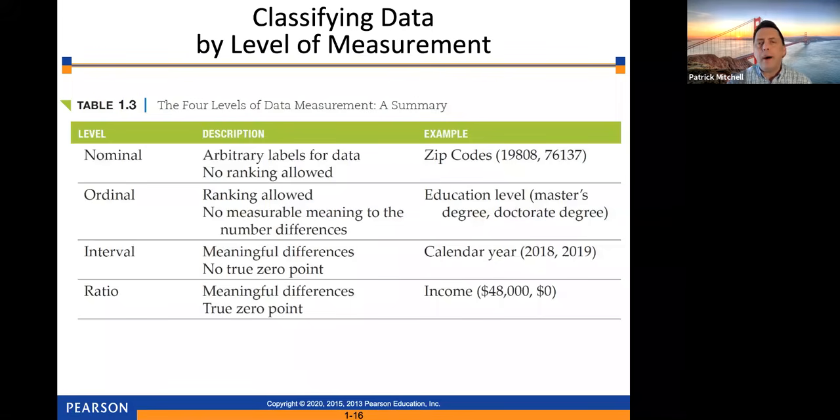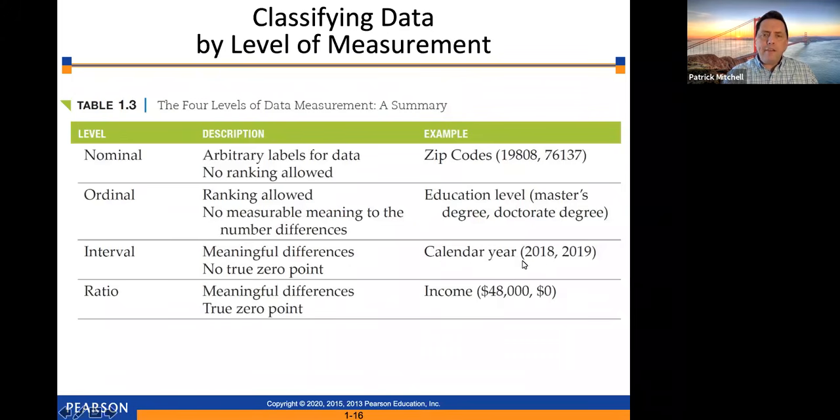Now, moving on to interval level. Interval and ratio will always, always, always be numbers. So at the interval level of measurement, differences between numbers are meaningful. However, there is no true 0 point, which means division doesn't make a lot of sense. And I'll give you a couple examples of this to make it easier to understand.